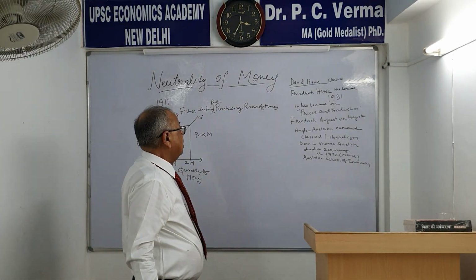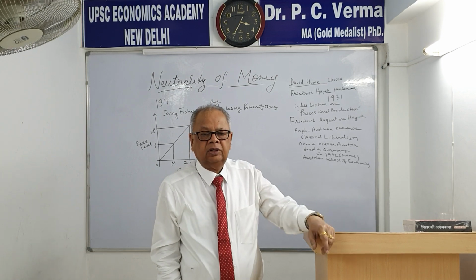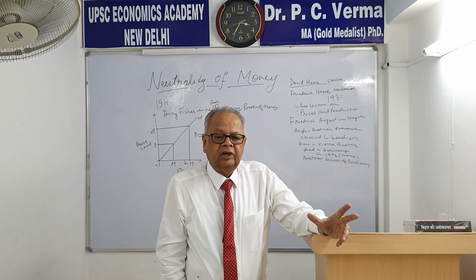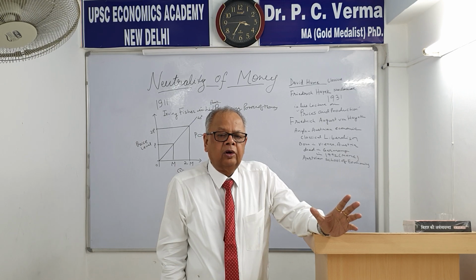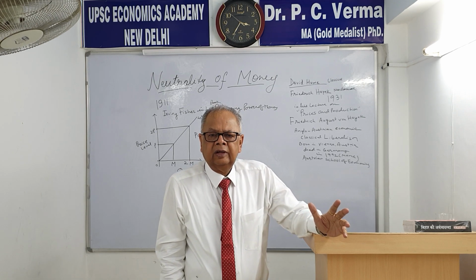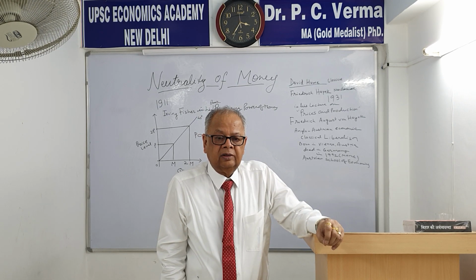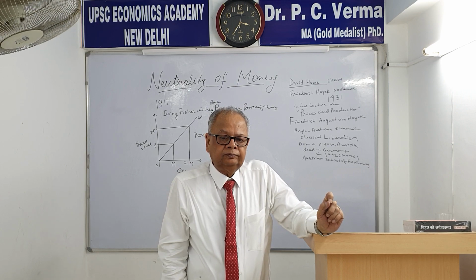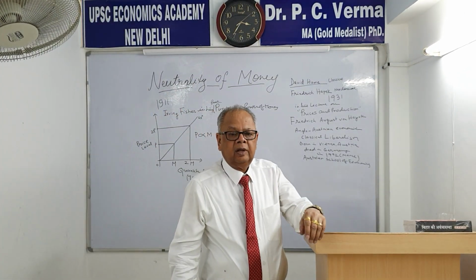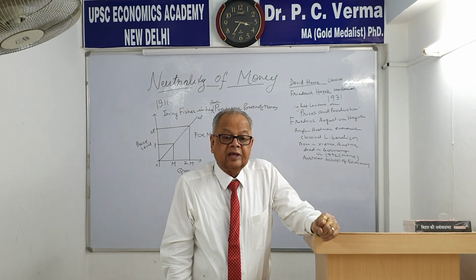So, David Hume is accepted as the first person who used this concept, neutrality of money. And in the 20th century, this concept was accepted by different classical economists. But first time, in 1931, Friedrich August von Hayek, who was a supporter of classical liberalism, said that money is neutral in the economy.